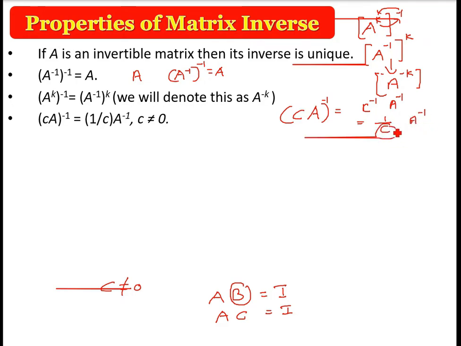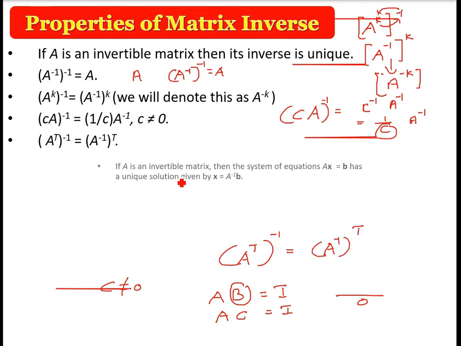So C cannot be 0 because division by 0 is not defined. That is, C should not be equal to 0. That is the scalar value or a constant value. Now, if you take A and you take the transpose and you try to find out the inverse, this is equivalent to first you take the inverse and then you take the transpose.